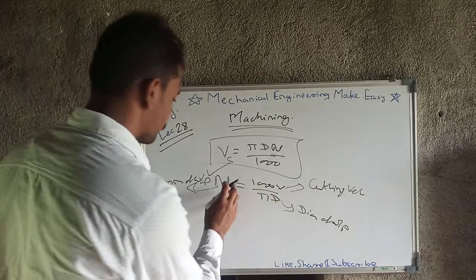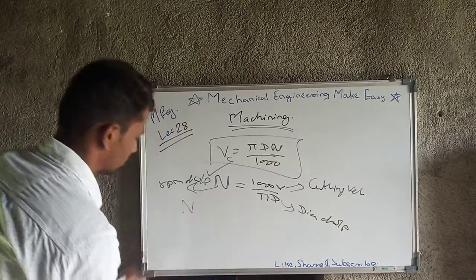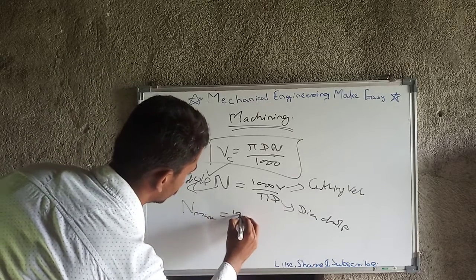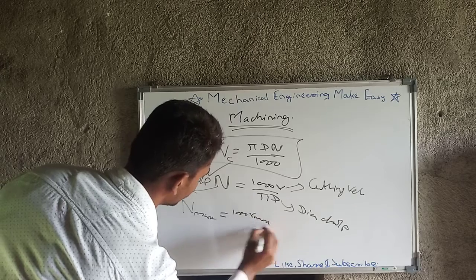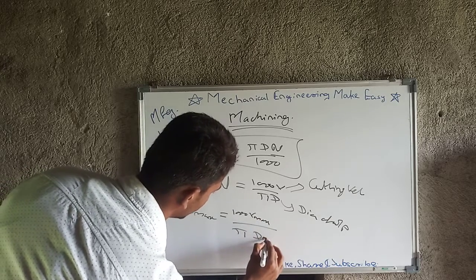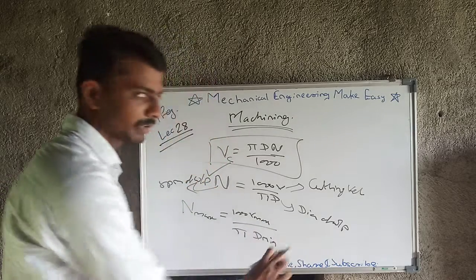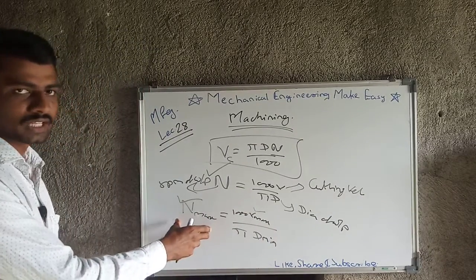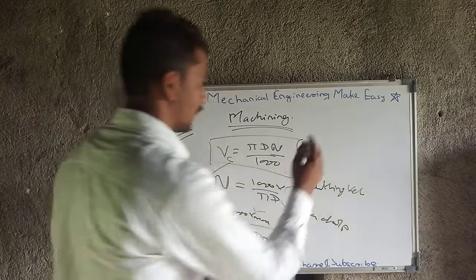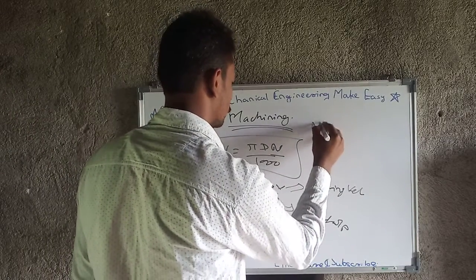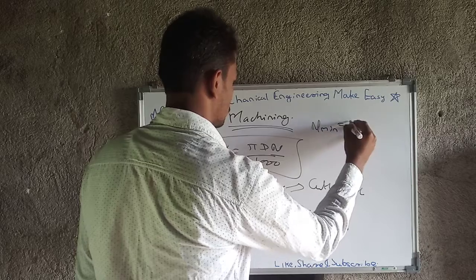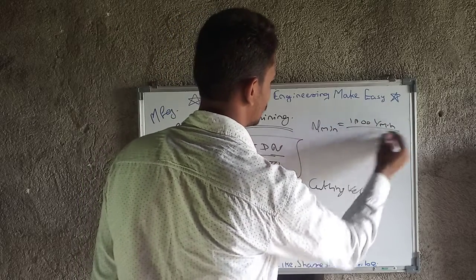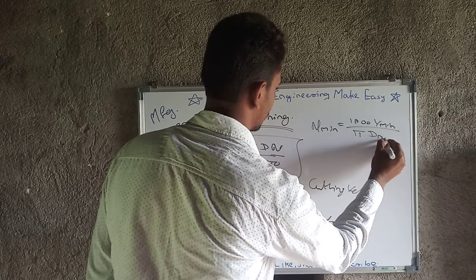But what will happen if we note that n max is 1000 V max upon pi d min? If there is minimum diameter of workpiece and maximum cutting velocity, then we will get the maximum RPM, and directly reverse to that, n min will be 1000 V min upon pi d max.